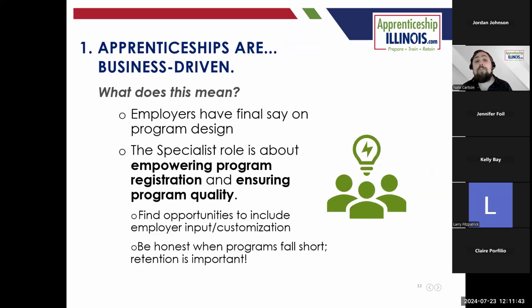So first, we're going to talk about the 7 components of registered apprenticeship. And we're going to start with the idea that apprenticeships are business driven. Now, what does this mean? Employers always have the final say on their program design. And I always say this when I'm meeting with employers: neither myself nor DOL nor anyone from the state of Illinois is going to tell you what your program has to look like. Employers have the final say, absolutely. They're able to customize the components of their program. They're able to make the same hiring decisions they would with any other employee. There's no instance in which we are interfering in their ability to conduct their business and their hiring processes.